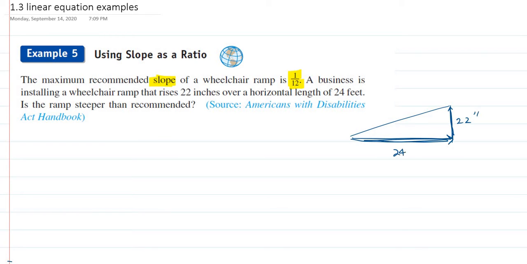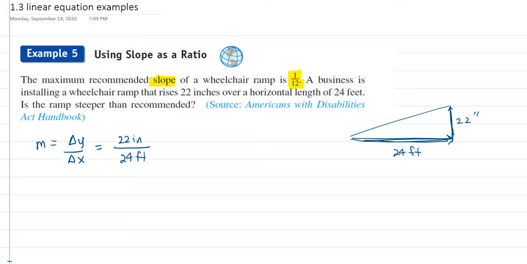Note, these are different units, right? So I need to get things into the same unit in order to compare them. Cool. Okay. So we know that slope is equal to the change in y over the change in x. So in this case, our change in y, which is height, is the 22 inches. And our change in x, which is horizontal, is the 24 feet.